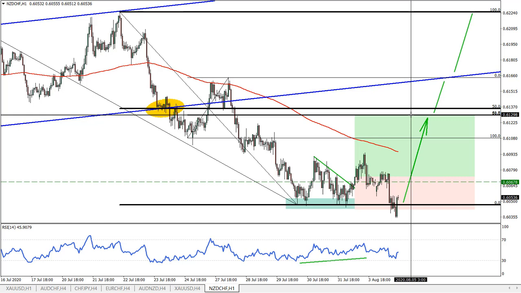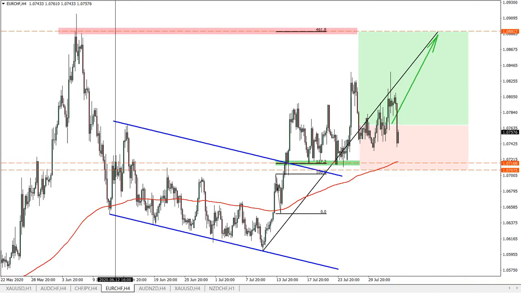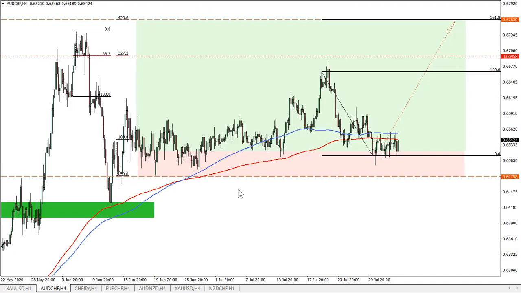So all in all, with the New Zealand Swiss franc, we have Euro Swiss franc, Swiss franc Japanese yen, and Australian Swiss franc. These are four currency pairs. I do still expect the Swiss franc to be weak. Whether it will be true or not, we will see, but my analysis shows that should be the case. Still waiting, and we will see.